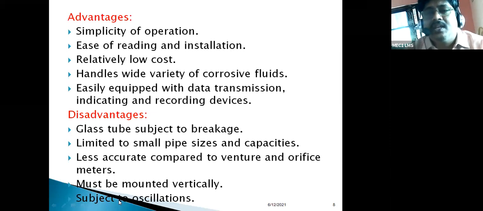Subject to oscillations. Where there are more vibrations at the place we have to measure, the rotameter is not useful, because we cannot get accurate readings. So that is subject to oscillations. For example, if we have to measure some flow rate where the machine is working with vibrations, we cannot get the correct reading. That means the reading is not accurate. In that situation, we cannot use this type of rotameter.